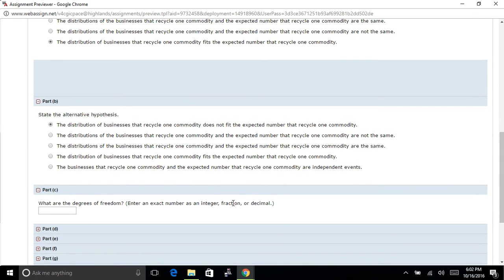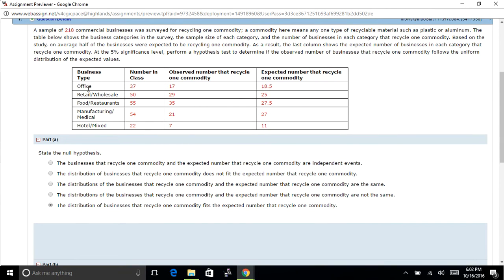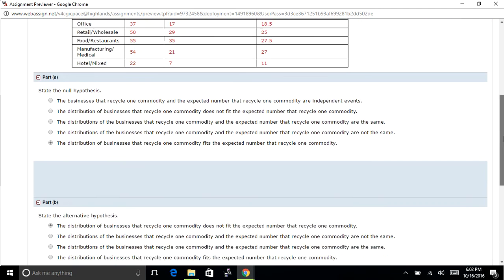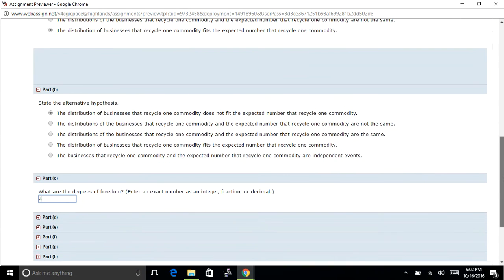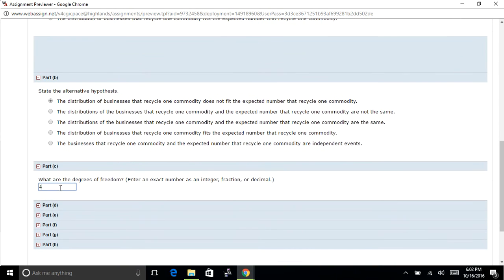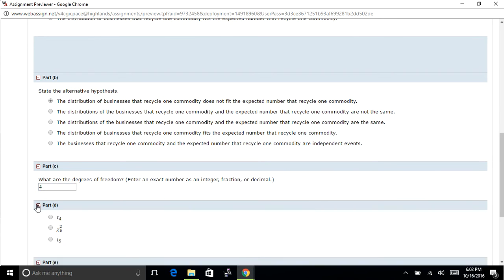All right, so now I get to part C, and it says, what's your degrees of freedom? My degrees of freedom is the number of categories. So let's go back up here. 1, 2, 3, 4, 5. 5 categories minus 1. So it's the number of categories minus 1. So my degrees of freedom are 4.